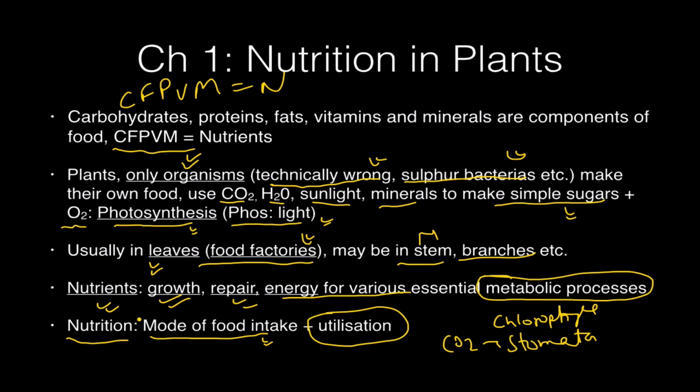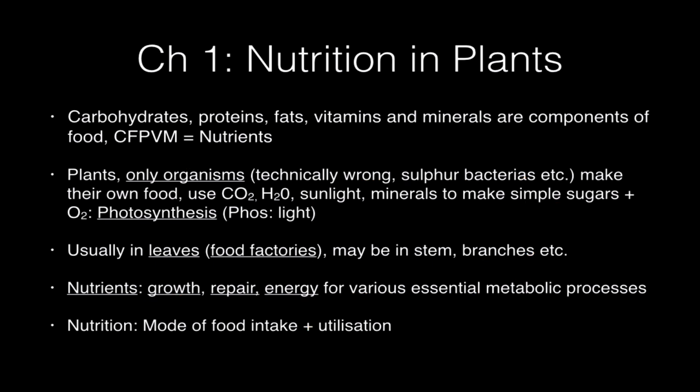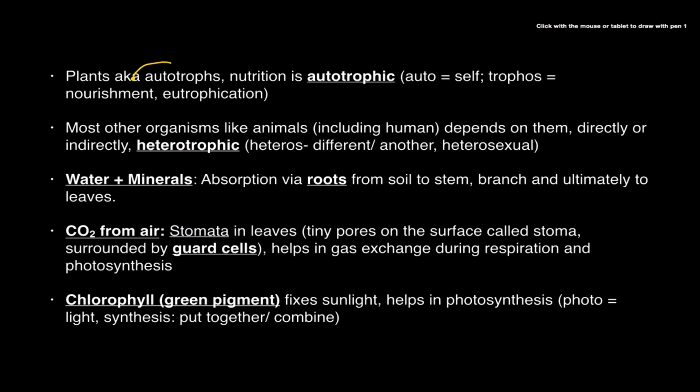So autotrophs are plants, but autotrophic is the mode of nutrition. Is that understood? So plants are called the autotrophs. Auto means self, trophos means nutrition or nourishment. This is extremely important. For example, there is a term called eutrophication. Is that understood? So eutrophication is the enrichment of lakes.